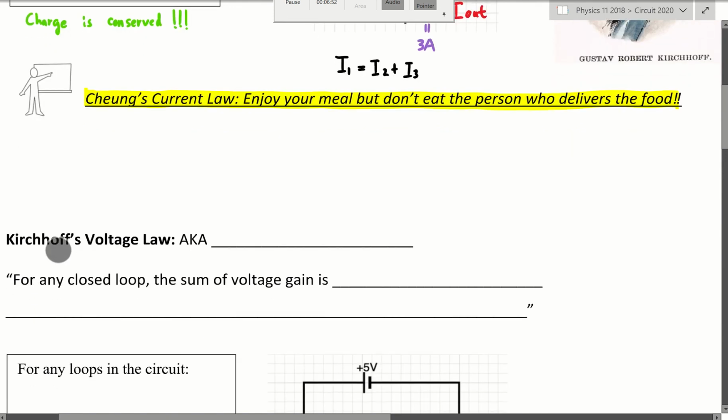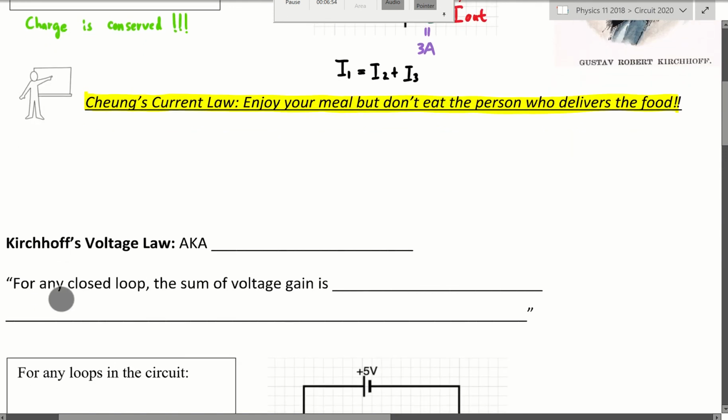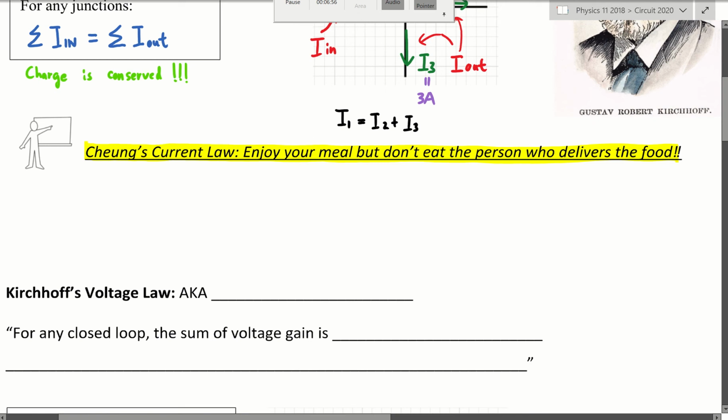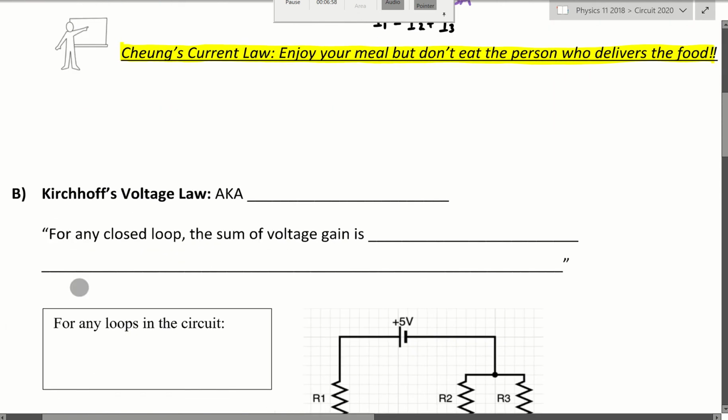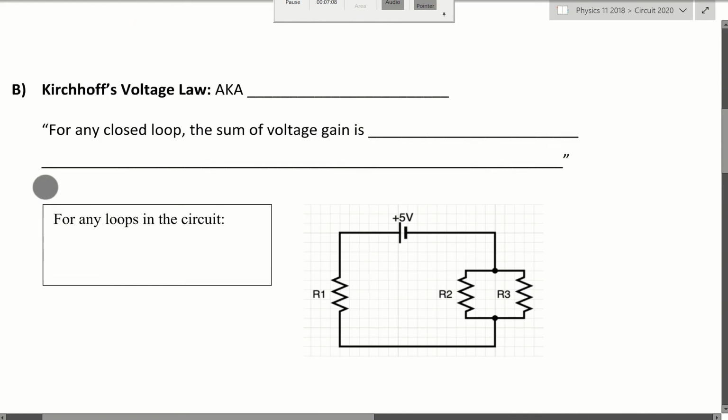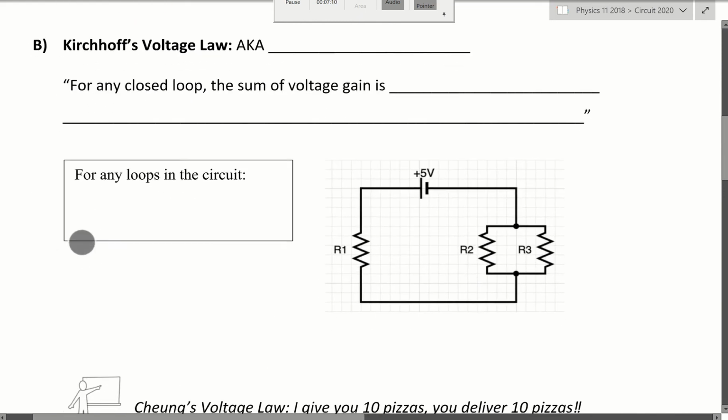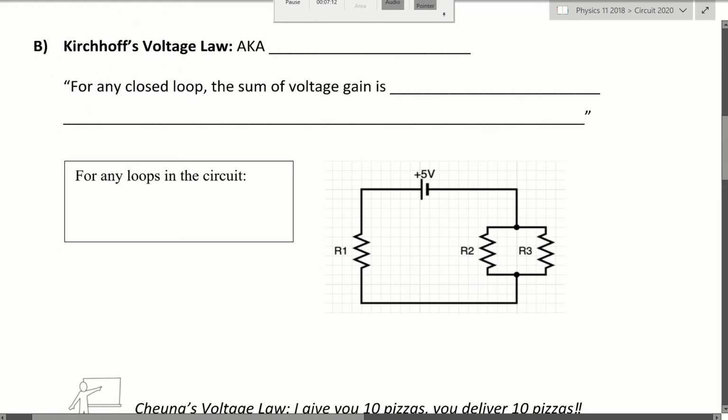Now we have a voltage rule, called Kirchhoff's voltage law. So we have a junction law and we also have a voltage law. One is for current, the other is for voltage. The voltage law states this.